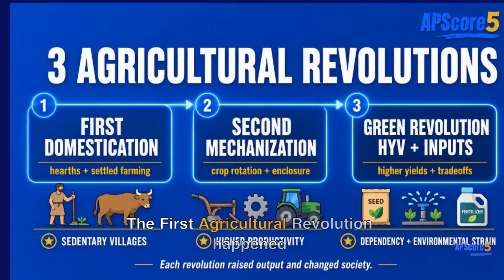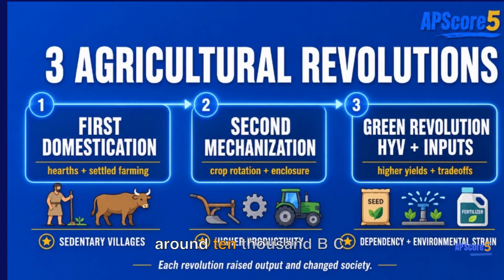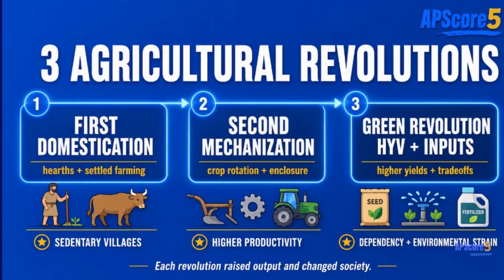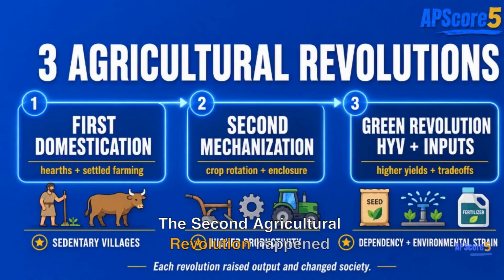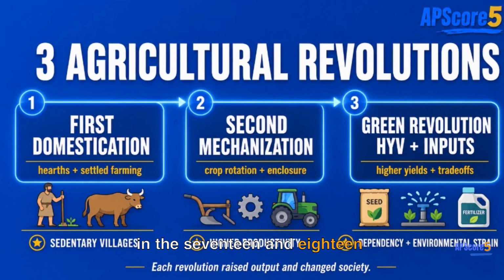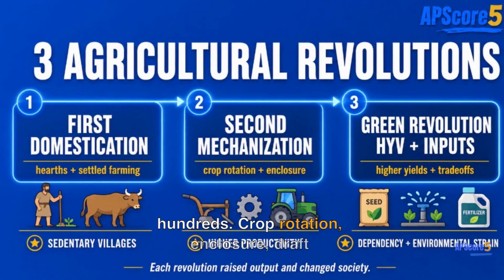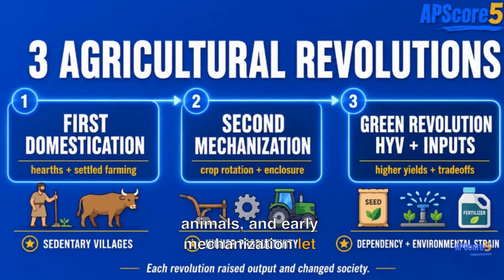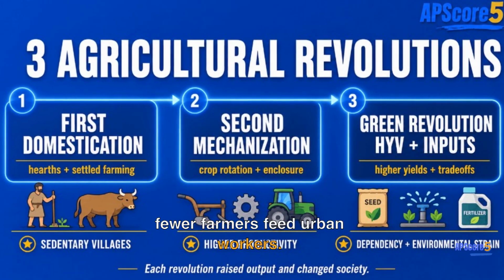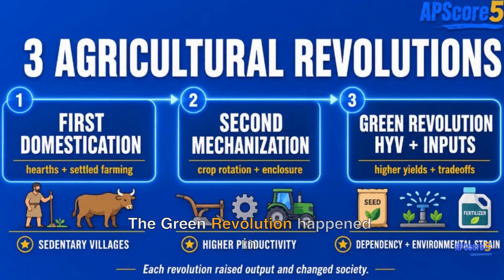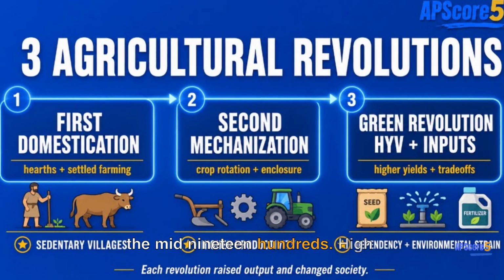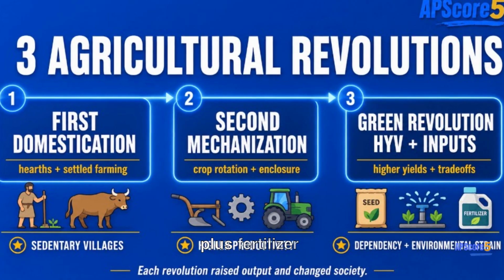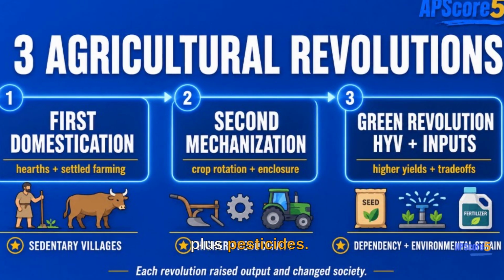The first agricultural revolution happened around 10,000 BCE with plant and animal domestication. The second agricultural revolution happened in the 17 and 1800s. Crop rotation, enclosure, draft animals, and early mechanization let fewer farmers feed urban workers. The Green Revolution happened in the mid-1900s. High-yield variety seeds, plus irrigation, plus fertilizer, plus pesticides.